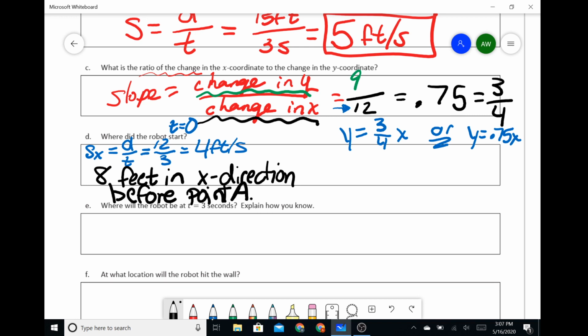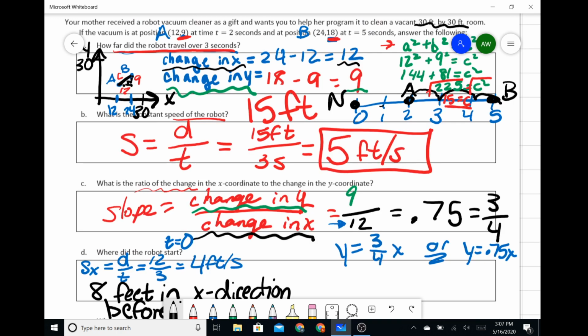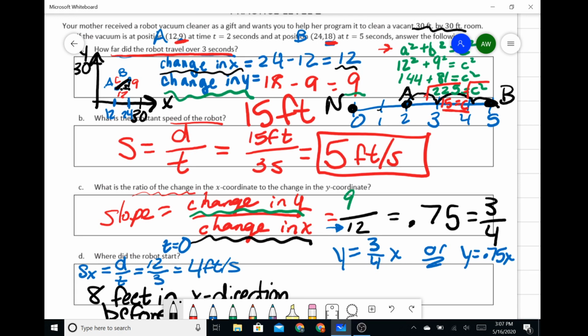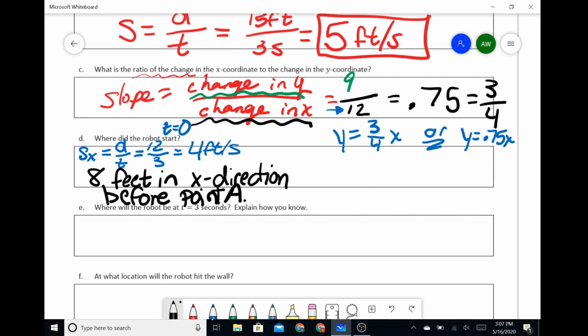So before point A, we moved 8 feet in the X direction. Now, if that's the case, all we have to do is take point A, rewind it 8 feet, and then plug our X into our equation so that we can get the Y value. Okay, so let's look up here. Our initial X value was 12, so we're looking for 8 feet before that 12. So we're going to do 12 minus 8, and we get 4.